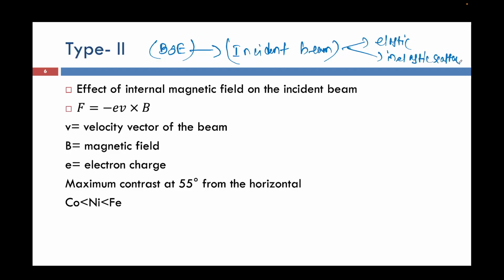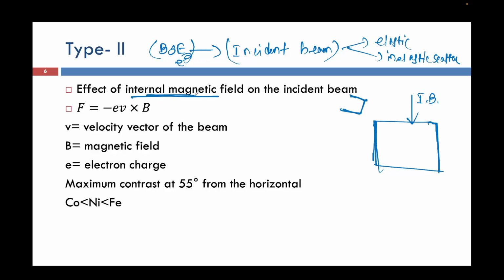Okay, so backscattered electrons are also electrons. They might have a large amount of energy, but they also carry a negative charge, since they will be interacting with the effect of the internal magnetic field on the incident beam, right? Let's say this is my material, and this is the incident beam, IB, and my detector is here. This type 2 magnetic contrast arises from the effect of the internal magnetic field.